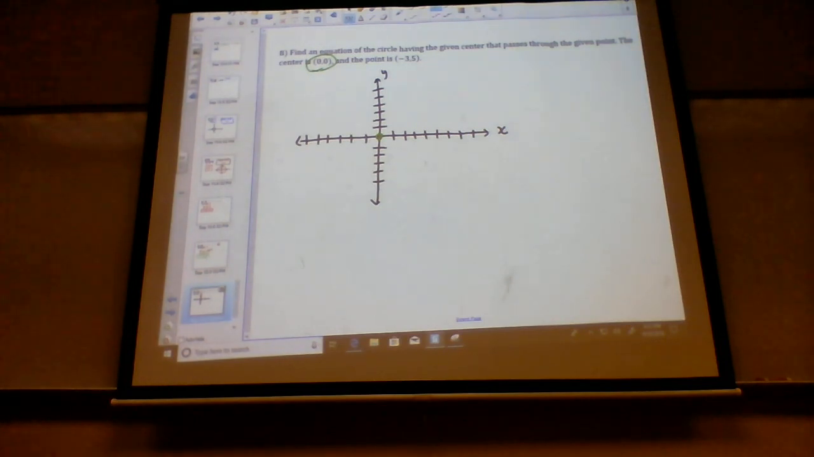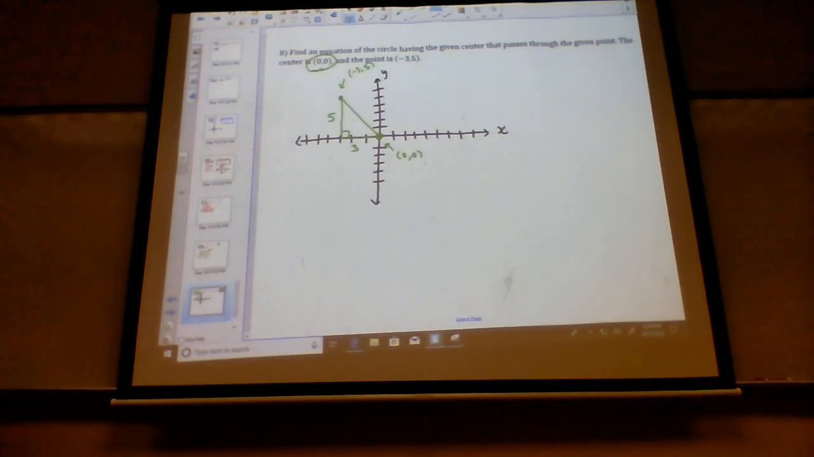Okay. Now we're going to plot the other point, negative 3, 5. So I'm going to count over negative 3 and up 1, 2, 3, 4, 5. Okay, so negative 3, 5 is going to be here. So this point is 0, 0. And this point is negative 3, 5. So you plot your 2 points, and then you're going to draw a triangle. So we draw our little right triangle, and I know that this length is 3 and that this length is 5. This is a height of 5 and a base of 3.